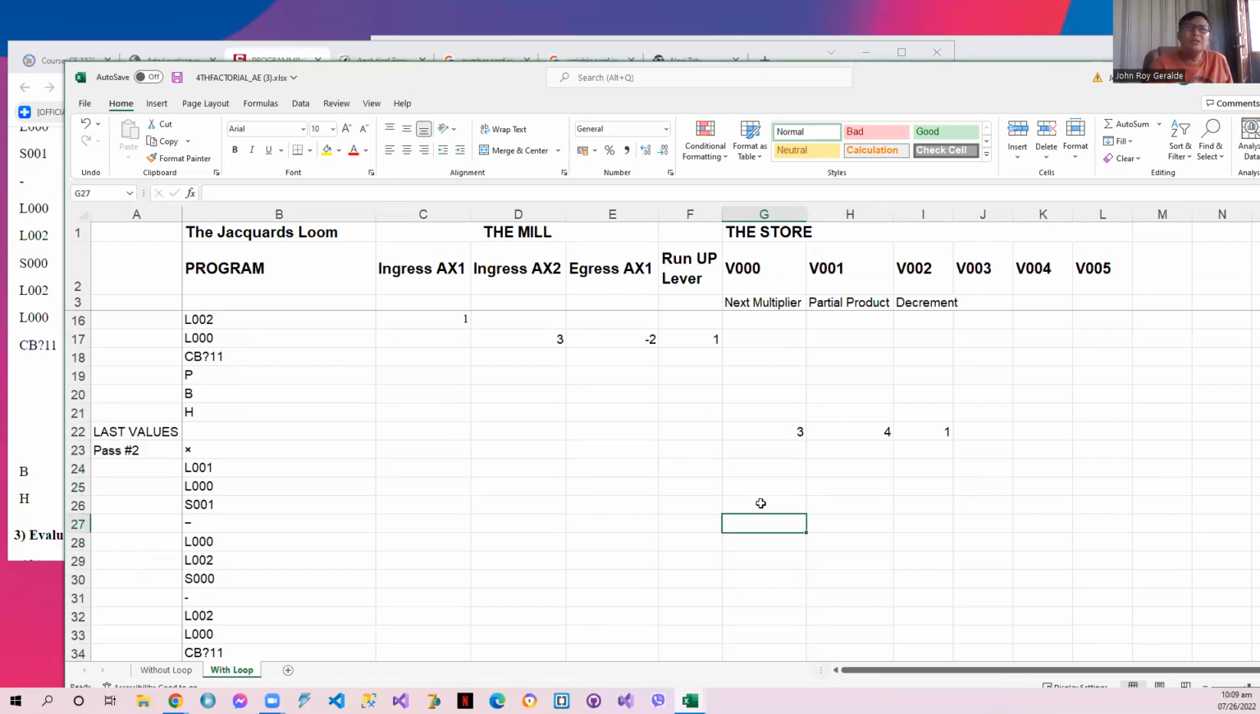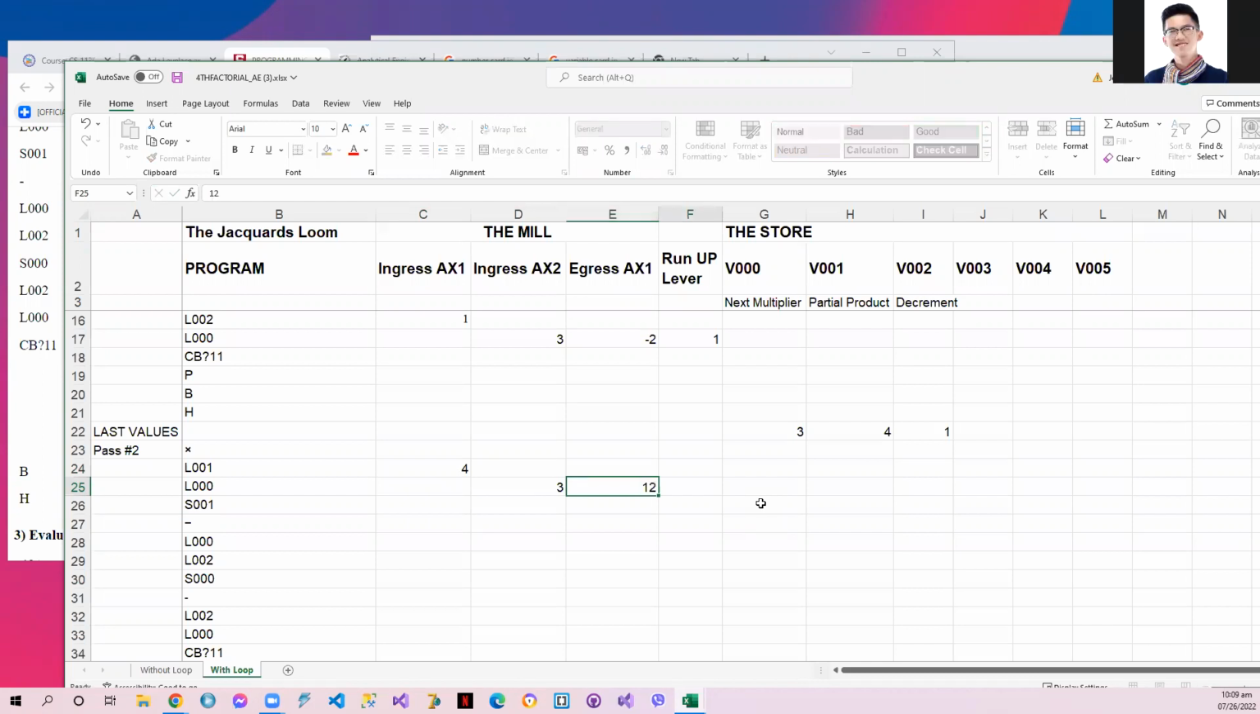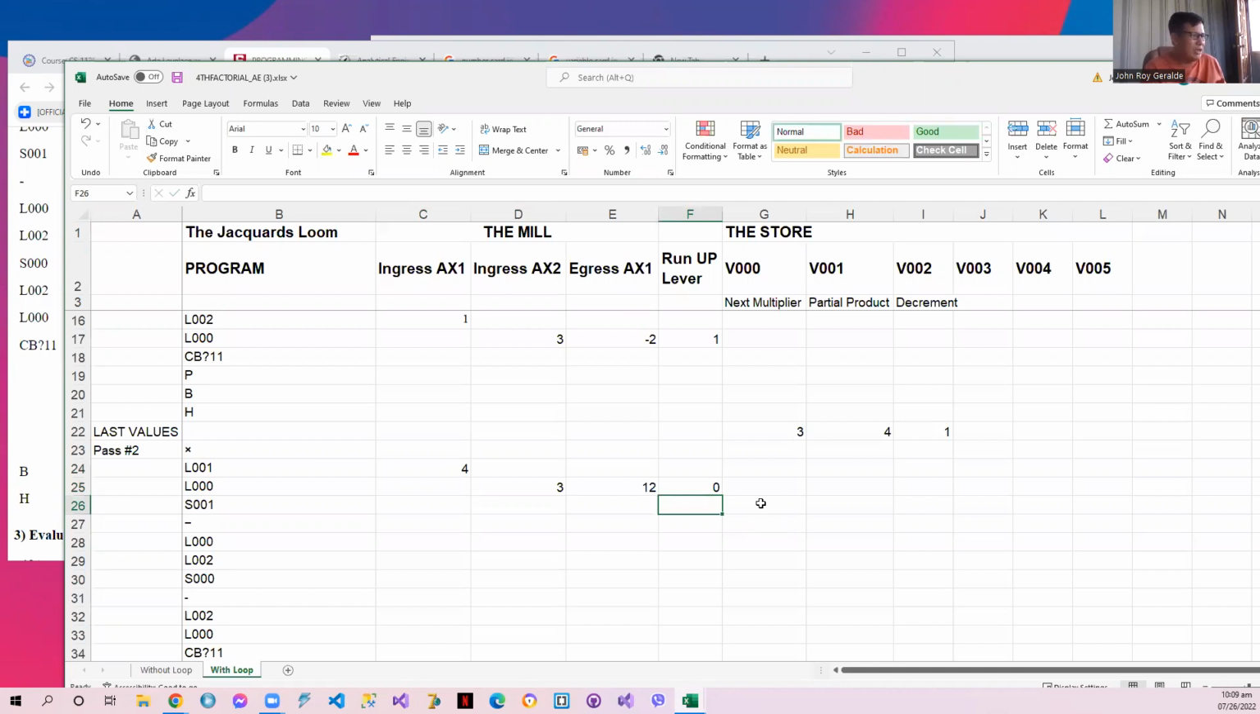Okay, the next card is an operation card. Times, okay? L001, what's the value for this? 4. L000, value is? 3. 4 times 3? 12. Okay. Run-up lever is 0. And then we say S001, so this becomes 12. Do you follow?